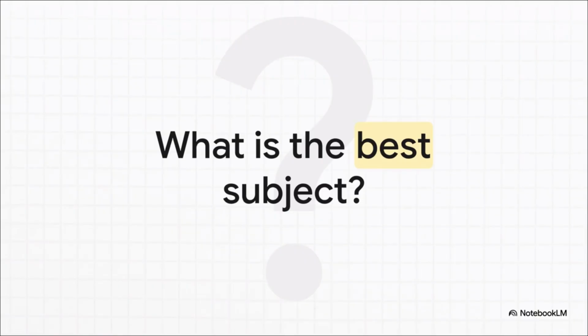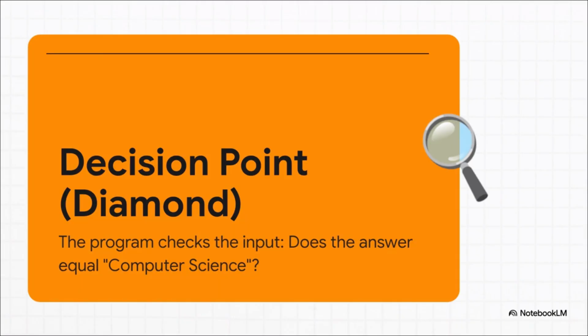Okay, let's walk through a quick one. Let's say our program is going to ask a user a very important question. What is the best subject? And boom, here comes our diamond, the decision point. The program takes the user's answer and checks it. Does it equal computer science? This is a classic yes or no moment.